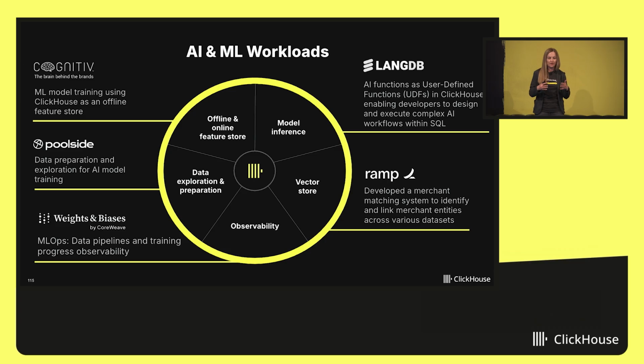Then you have to start training your models. And for training models, you have to store features somewhere. And fun fact, a feature is just a column. So of course, a column store makes a great feature store. And we're used as an offline feature store very often in these training processes.